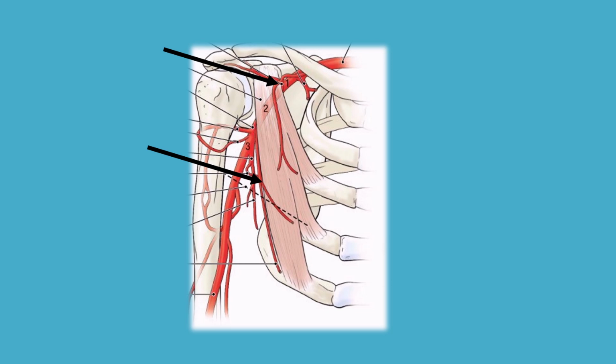The next one is the lateral thoracic artery. This runs along the lower border of the pectoralis minor muscle, and it gives a large lateral mammary branch which supplies the mammary gland of the breast.